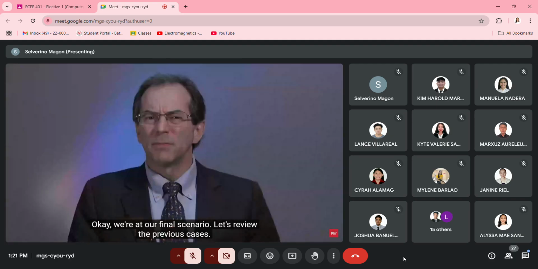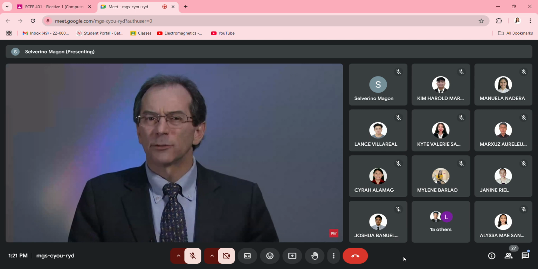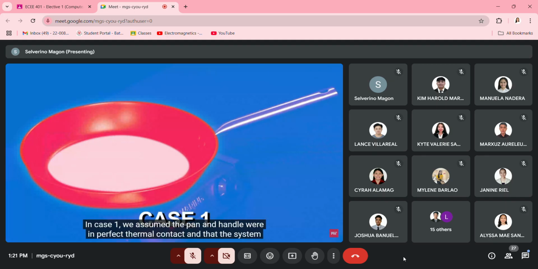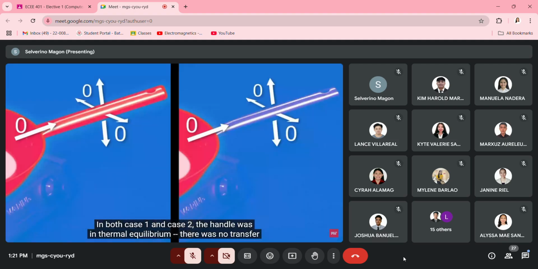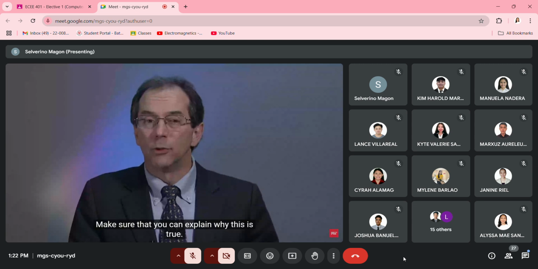Okay, we're at our final scenario. Let's review the previous cases. In case 1, we assumed that the pan and the handle were in perfect thermal contact and that the system was completely isolated from the room. In case 2, the handle was completely isolated from the pan. In both case 1 and case 2, the handle was in thermal equilibrium. There was no transfer of heat into or out of the system. The handle was also at steady state with respect to temperature. Make sure that you can explain why this is true.